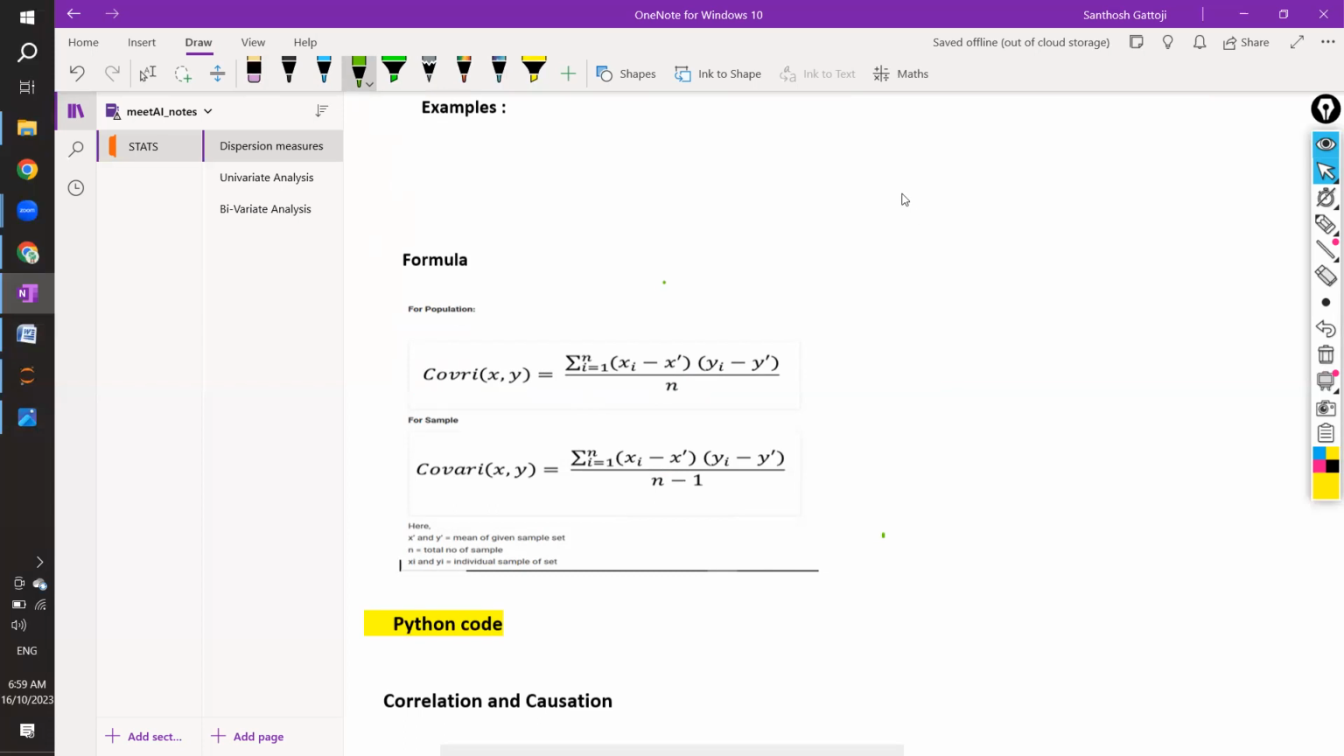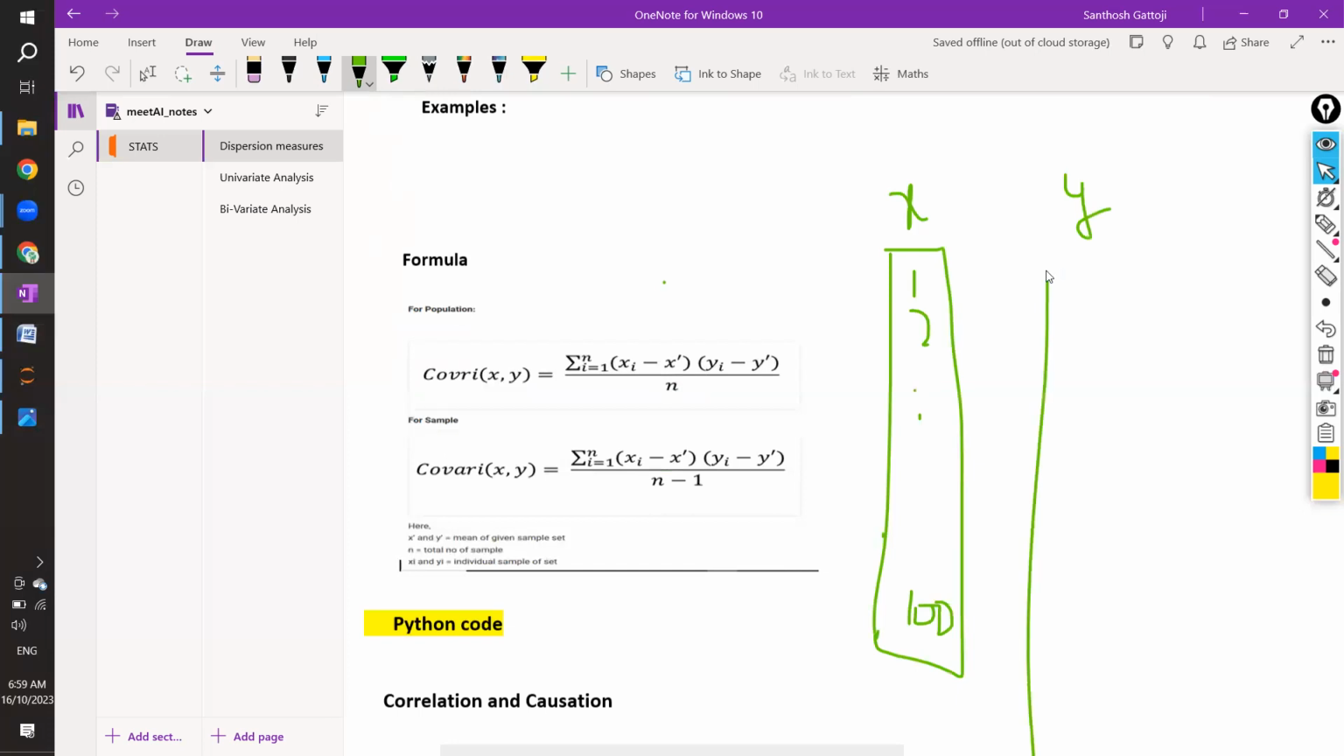You are having two columns, x column and y column. X is having a group of, let's say, 100 values: 1, 2, 3, 4, up to 100. And y is having another group of 100 values. This could be anything, like age of the house and price of the house. Now, how do you calculate the covariance of this?